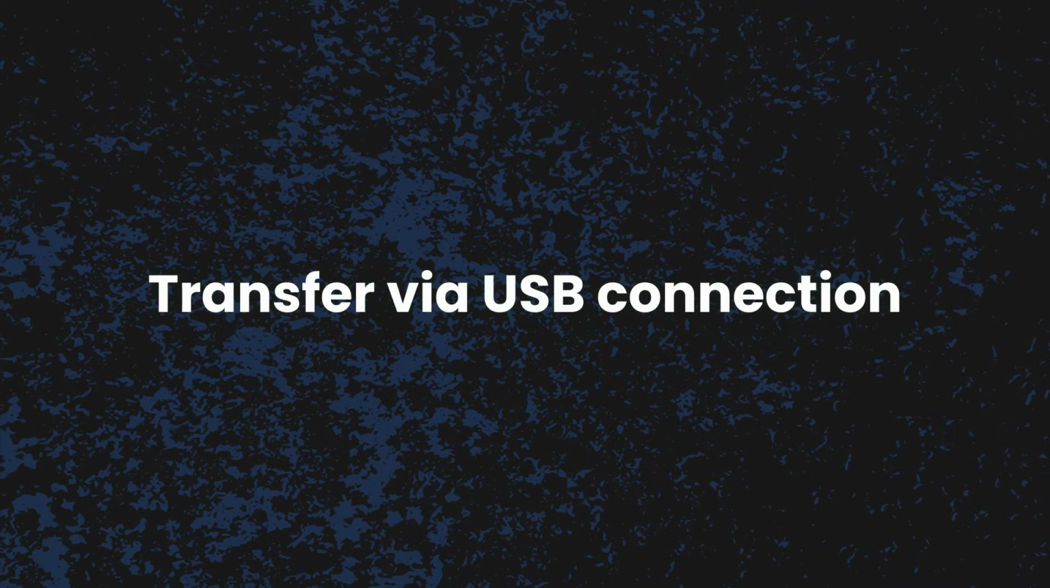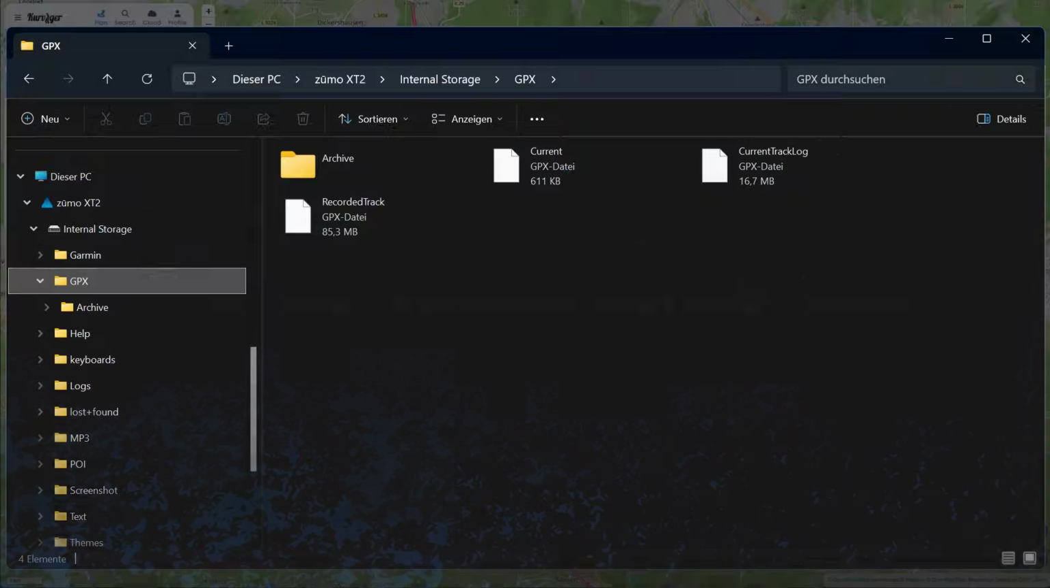Transfer via USB connection. Connect your navigation device to your PC using a USB cable. Or, if available, remove the SD card from the navigation device and insert it into the PC. Then copy your route file to the GPX folder. Once you have done this, disconnect the USB connection and restart your navigation device, or reinsert the SD card into the navigation device.